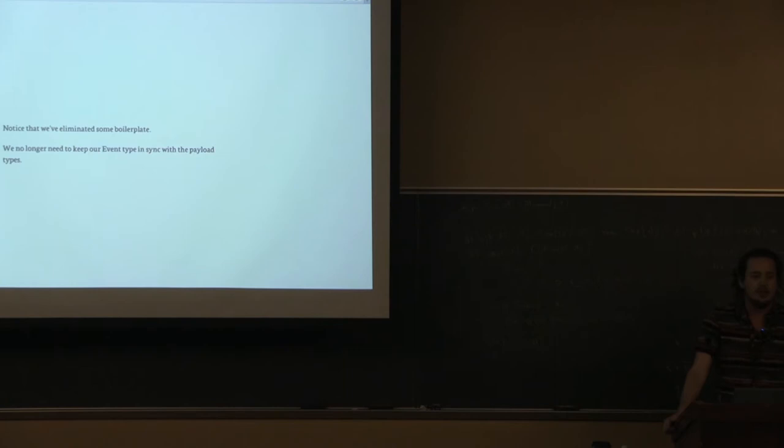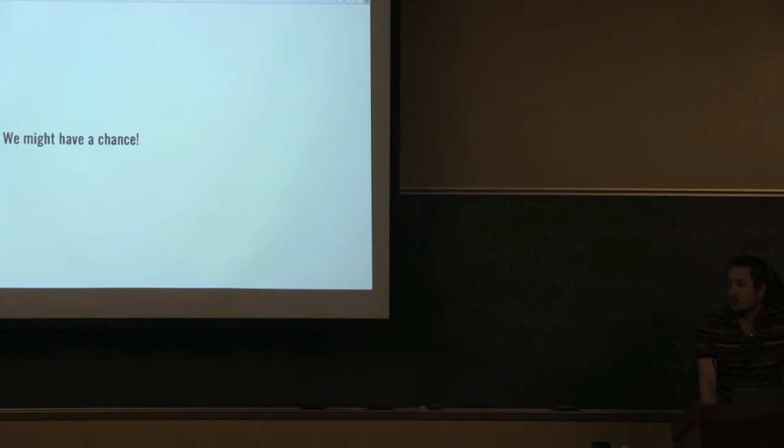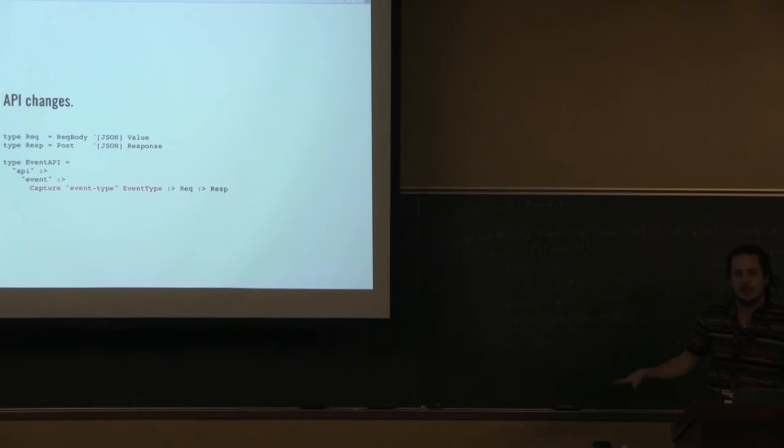Whew. But it seems like we can improve on this, because if we could generate either or both of those things automatically, that would be great. Now that we have a representation of what type we want at the value level, maybe we can incorporate that into our API and then do more sorcery to get the whole thing to work. Great, so we have a chance. We're going to change our API. Instead of having this big hard-coded list of all the types I can inject, I can write a capture. I'm going to try to parse part of my URL as an event type. And if that succeeds, then I have this as a parameter to my endpoint.